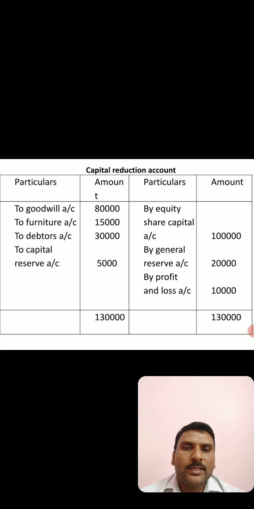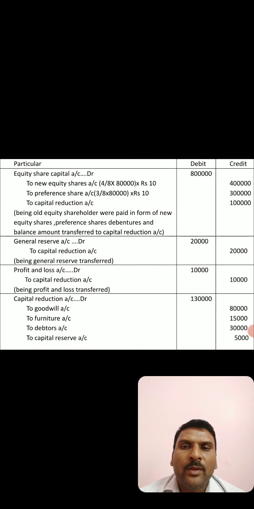So first of all we have to pass the journal entry for the amount collected from the shareholders. First we will see the amount collected from the share capital, that is equity share capital and preference share capital. Here the old shares are 80,000 at rupees 10 per share, that is total capital of 8 lakh. And from those 80,000 shares, 4 by 8 as equity shares, that means 40,000 shares of rupees 10 each, are issued as new shares.